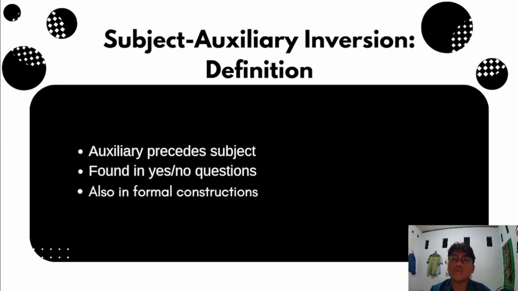Second, found in yes or no questions. In a simple question like is he here, inversion is required. Without it, the sentence is ungrammatical. And the third is also in formal constructions. These rules also appear in formal English, especially after certain expressions like never or rarely, or in conditionals without if.